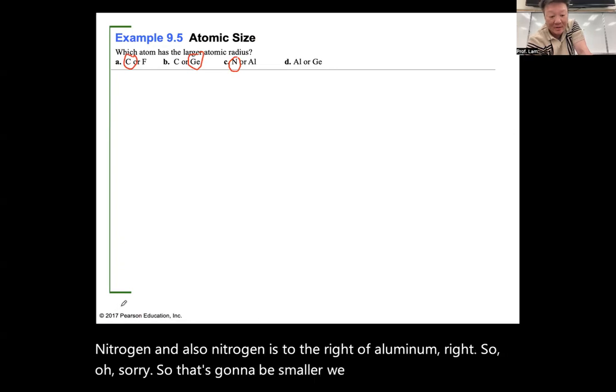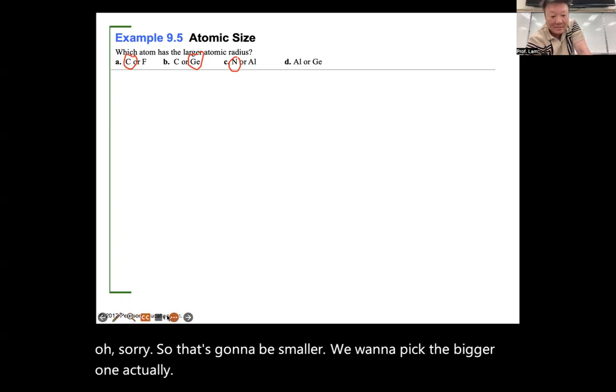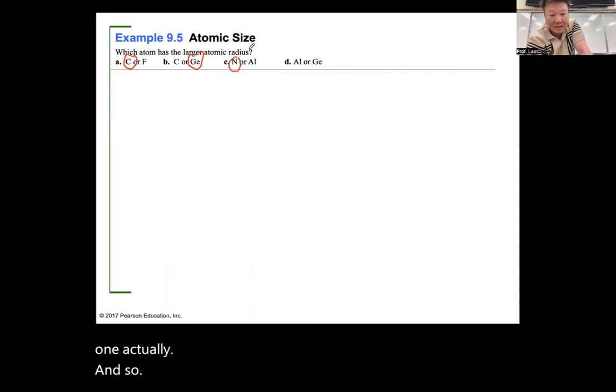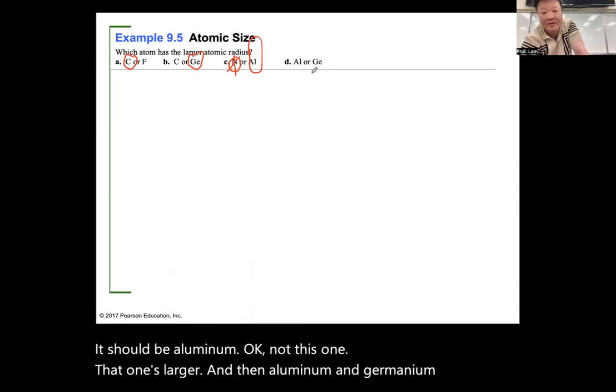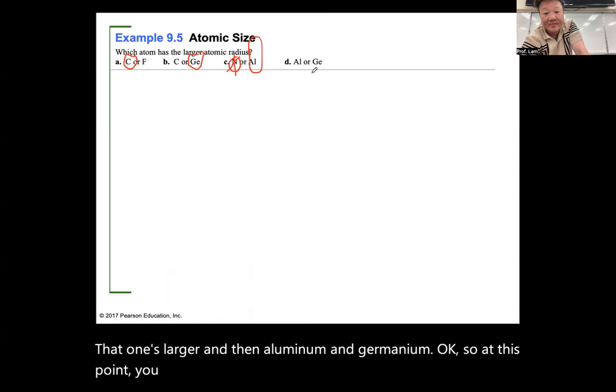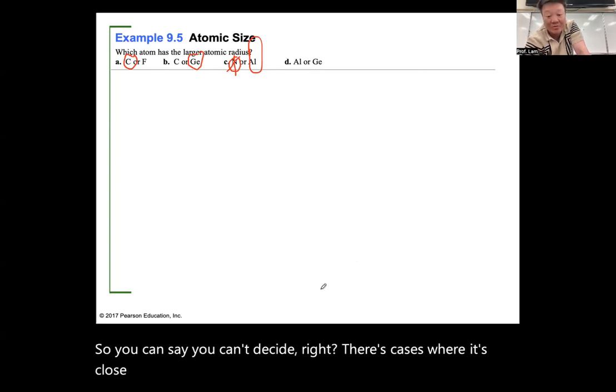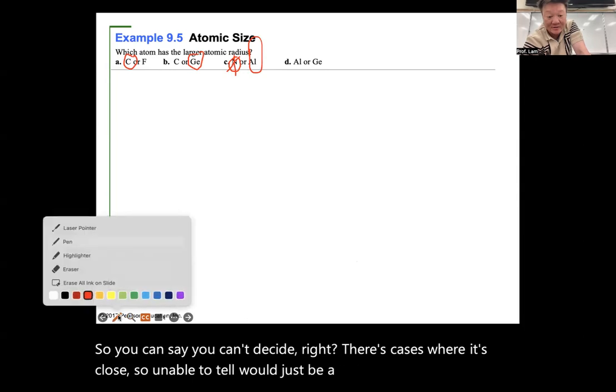Oh, sorry, we want to pick the bigger one, actually. So it should be aluminum, okay? Not this one. That one's larger. And then aluminum and germanium. At this point, you see germanium is below aluminum, but aluminum's to the left. So you can't decide, right? There are cases where it's close, so unable to tell would just be a good answer here.